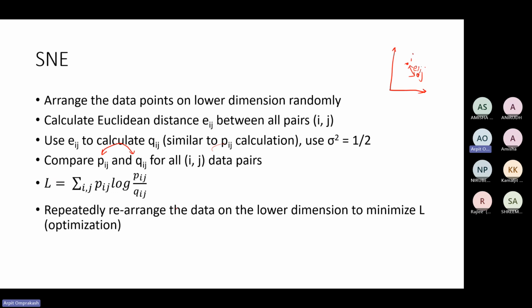So what we need to do in SNE, stochastic neighbor embedding, is basically we repeatedly rearrange the data in the lower dimension and then calculate this L, and we try to find an arrangement such that the L is minimized. So this is basically our optimization problem. We want to find an arrangement of data in the two dimensions such that the L value that we get here is minimized. Okay. Does anyone have any questions?